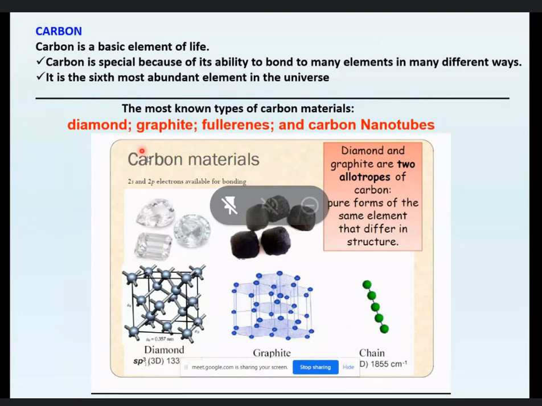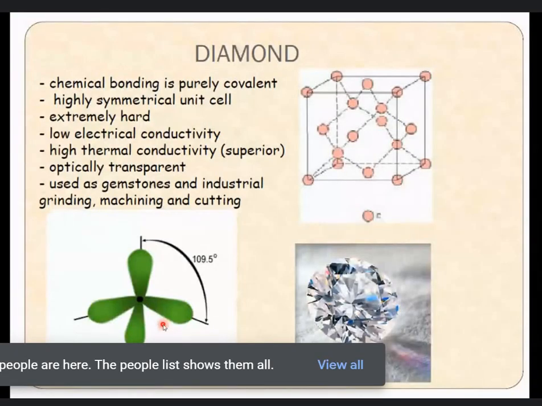Carbon is a basic element of life, and all of the students know carbon has two allotropes, like diamond and graphite. Diamond, all of you know what this is, and graphite, all of you know this layered structure. Diamond is a very hard thing. The structure is like this; this is the structure of diamond in detail. I'm not going into detail.